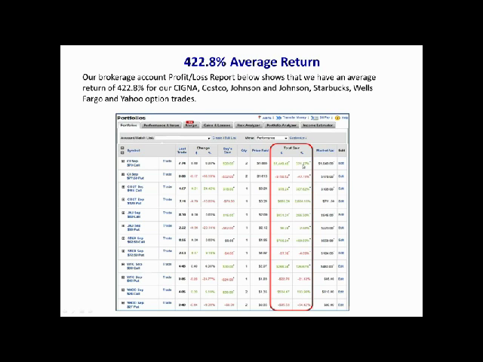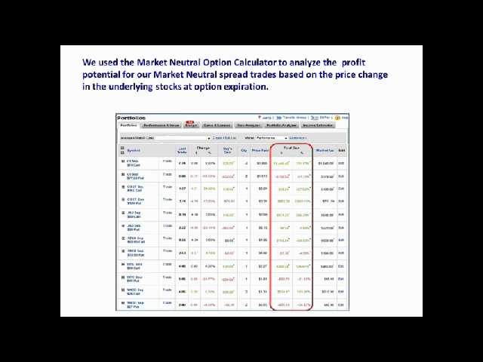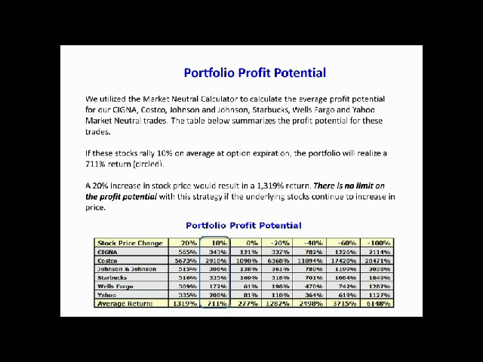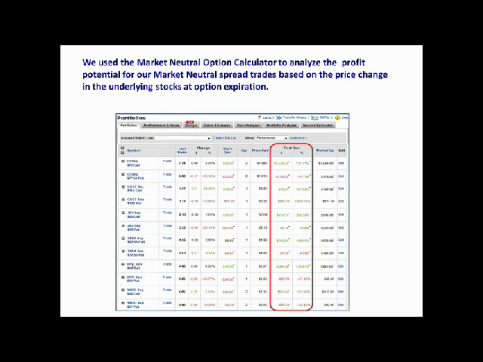So this was a portfolio in one of my smaller retirement accounts, and what I did was I used that market neutral calculator to calculate the profit potential for each one of these trades, and then I combined that into how the portfolio would do as a whole. So I used the market neutral calculator, calculated the profit potential for these trades, and here's what we came up with.